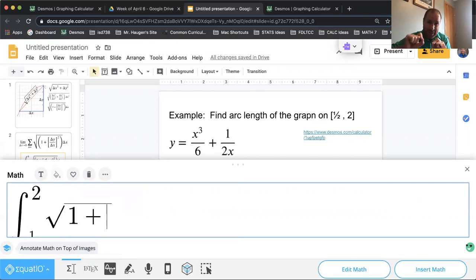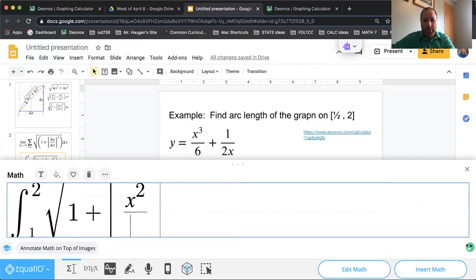Now here's where things get a little bit different. I do have to be careful because it is the derivative of this function squared. So first I have to do the derivative of this. Here the derivative is x squared over 2, because 6 divided by 3 is 2. And then we do the derivative of this part.